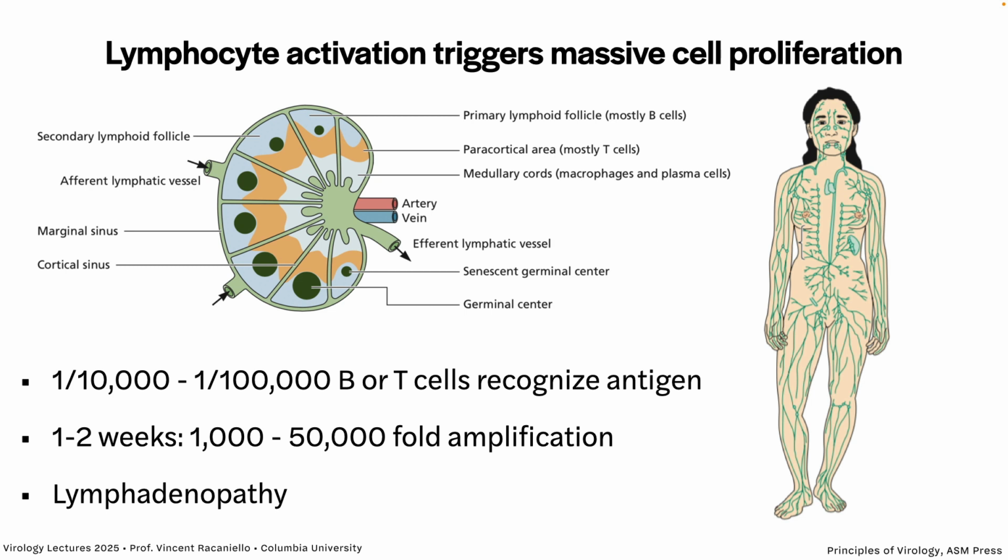Anyway, when the T cells are activated, they undergo massive proliferation. Within 1 or 2 weeks, you get a 1,000 to 50,000 fold amplification of their numbers. It's huge. And that's why you get lymphadenopathy, swelling of lymph nodes. That's what that means. And as I told you the last time, when you get an upper tract infection, these lymph nodes underneath your neck swell. I can feel them right now, but they get much bigger when you have a cold. That's how I can always tell if I have a cold.